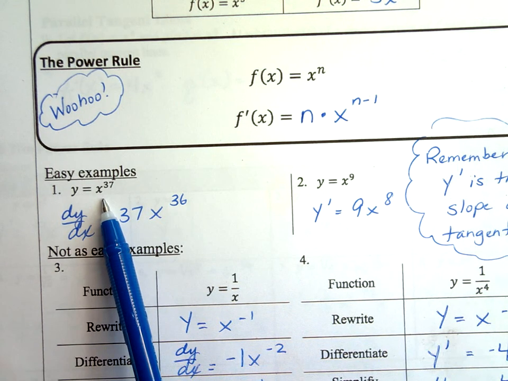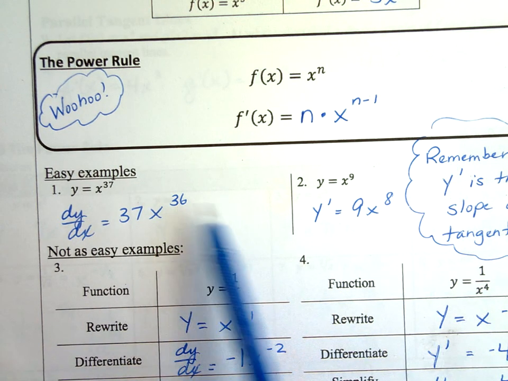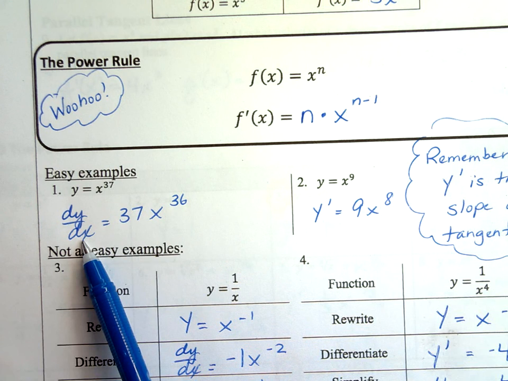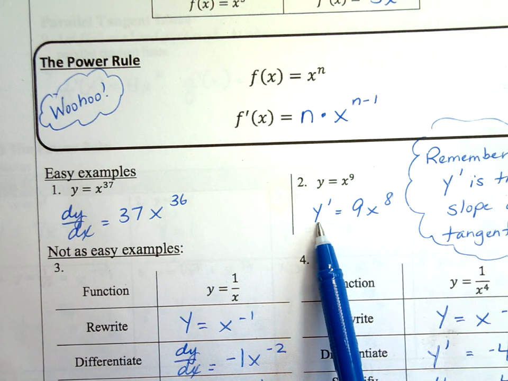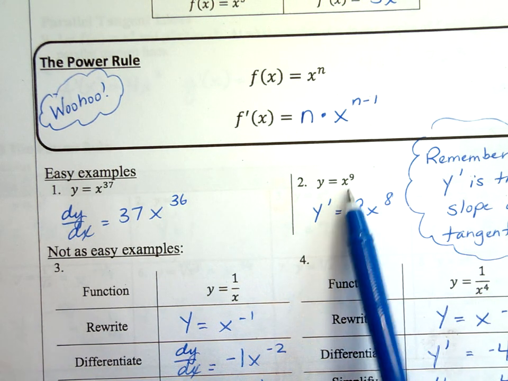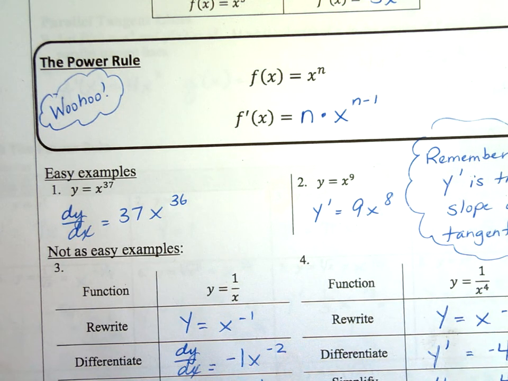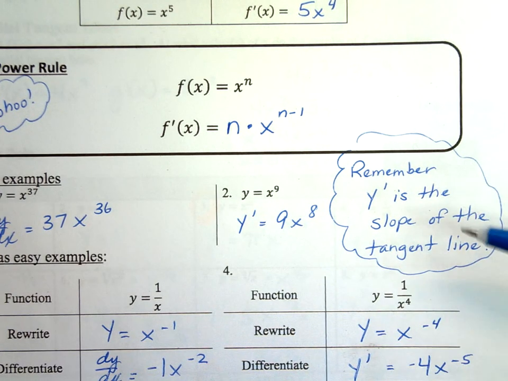So real quick, from these examples, x to the 37th, 37x to the 36th. You can use the dy over dx notation, you can use the y prime notation, it doesn't matter which one. x to the 9th, 9x to the 8th. Remember that y prime is the slope of the tangent line, because that's going to come up. They're going to be asking us to find equations of tangent lines in this section in a few minutes.